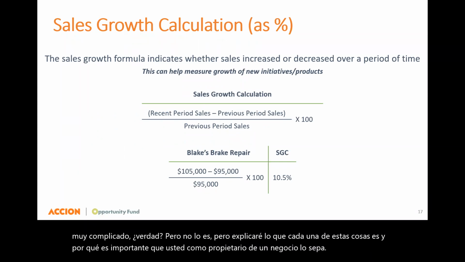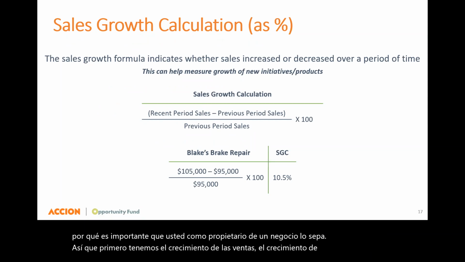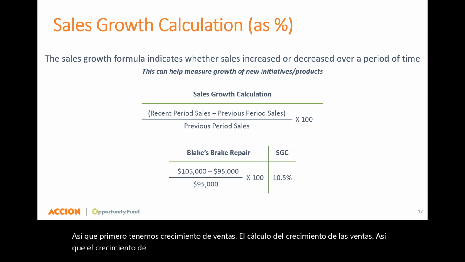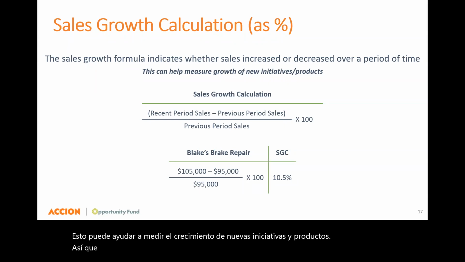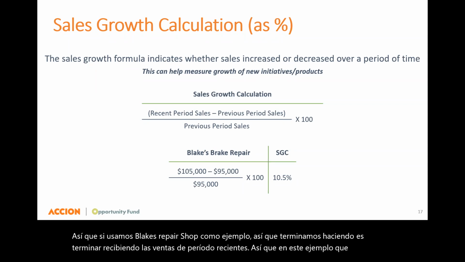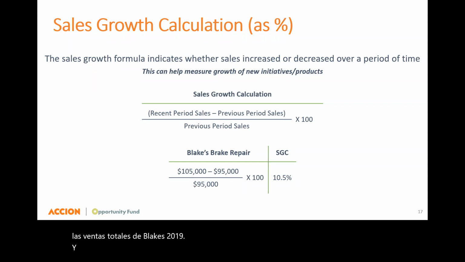So first we have sales growth, the sales growth calculation. The sales growth formula indicates whether sales increased or decreased over a period of time. This can help measure growth of new initiatives and products. So if we use Blake's Repair Shop as an example, what we end up doing is getting the recent period sales. In this example, we're using Blake's 2019 total sales, and we're subtracting his 2018 sales. And then we're dividing it by the previous sales, right? So if we do this calculation, and then we multiply it by 100, it gives us a percentage.